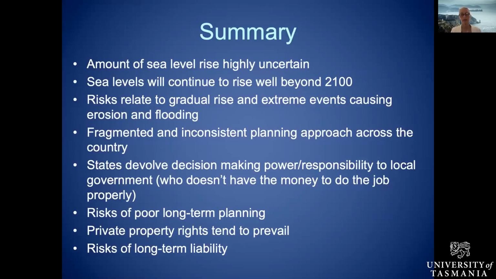There are very significant risks associated with not doing a good job of long-term planning, but for local government, there's also risks of limiting development because they're worried that they might be sued for not allowing developers to get the full value of their land. So far in Australia, private property rights have prevailed over public interest considerations. So we've tended to allow seawalls to be built. We've actually funded publicly the protection of private beachfront property through seawalls. We've allowed people to continue to build on their property. But there are significant risks of long-term liability if we continue to go down that path when we know that sea level rise is going to continue into the future.